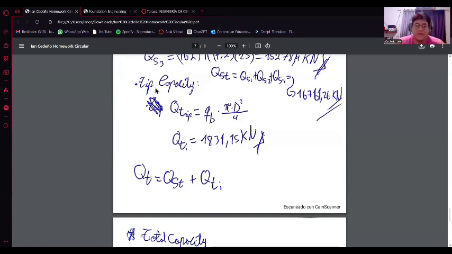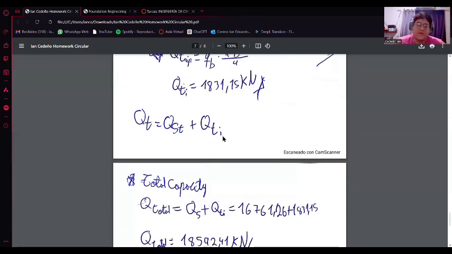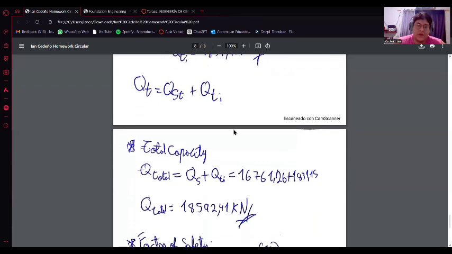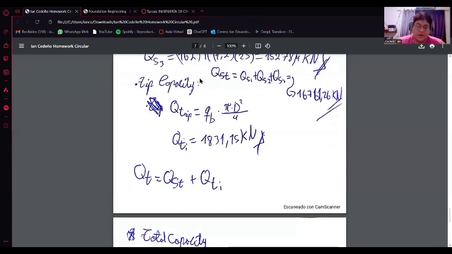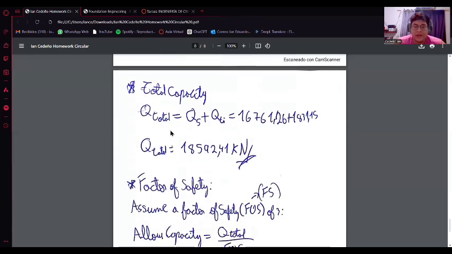For the tip capacity, Q tip is equal to QB times the area, and since it's a circular section, we're going to use this area. The Q tip capacity is this answer, 8031.15 kilonewtons. For the total capacity, we're going to do a summation of Q shaft and Q tip. Q shaft plus Q tip is this answer here in kilonewtons.